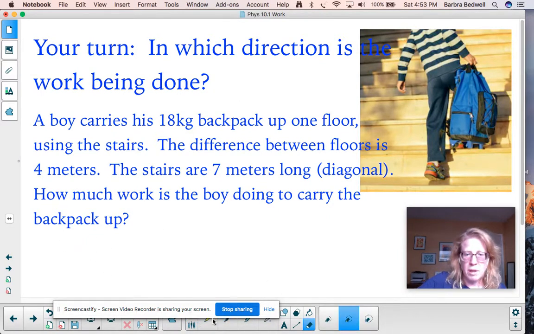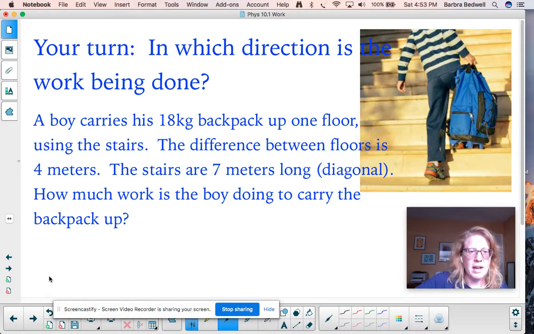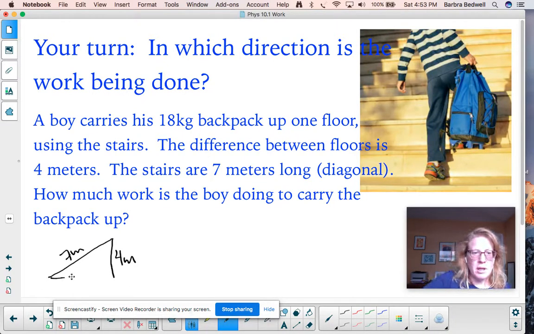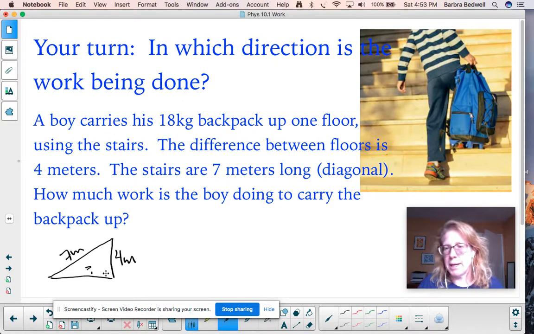Let's try some more. So we have definitely a flight of stairs. It's like this. This is 7 meters. We know that it's basically 4 meters up between the different floors. I don't think the horizontal tread is mentioned. How much work is the boy doing to carry the backpack up?